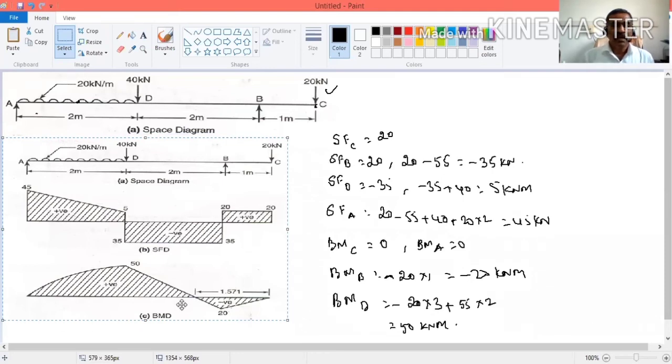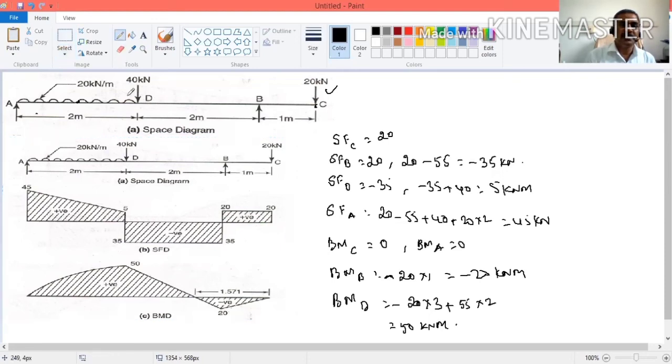Now at one point, the bending moment is 0. If you want to calculate this point, you can calculate it. Here there are 2 points where shear force is 0. Here at one point, bending moment is 0. How to calculate the bending moment at this point? You write the bending moment equation and equate it to 0. So the point is somewhere here.